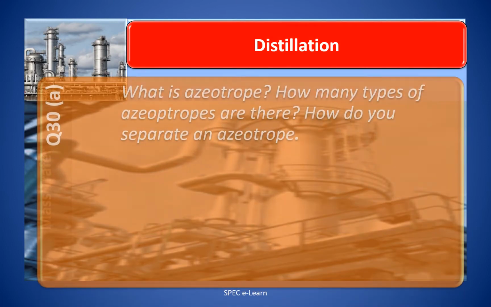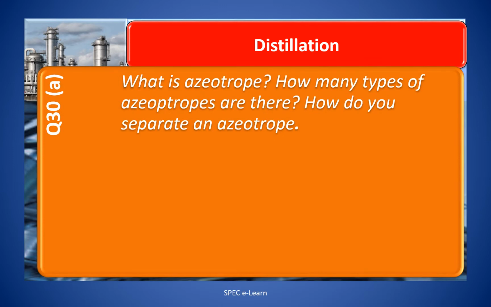Question number 30, Part A. What is an azeotrope? How many types of azeotropes are there? How do you separate an azeotrope? Your time starts now.